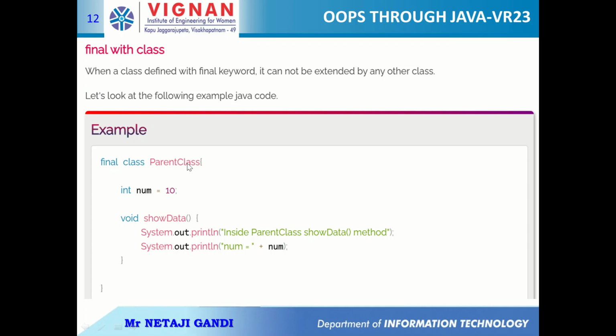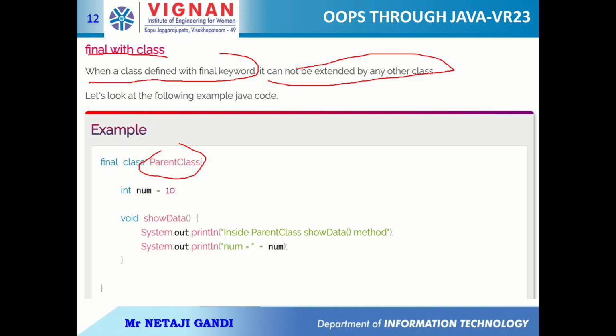The earlier example is the same example here. What is my class name? Parent class. But try to remember this is very important: final with classes means when a class is defined with the final keyword, it cannot be extended by another class, meaning inheritance is not supported. So in the parent class, the variable is initialized with 10. In show data, the value is printed as 10. This is your parent class.